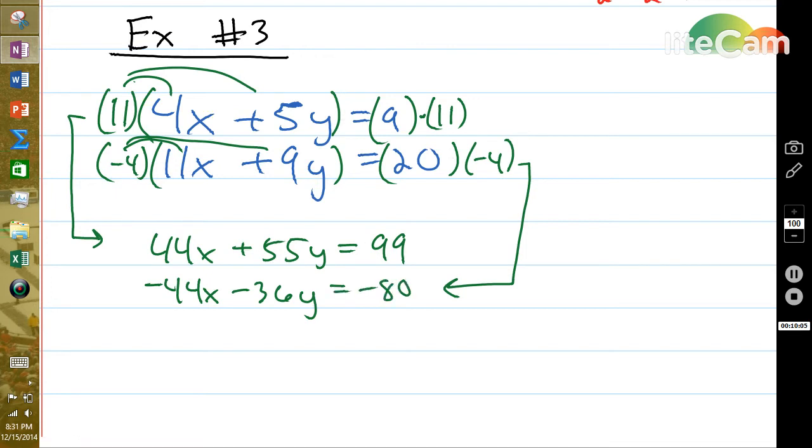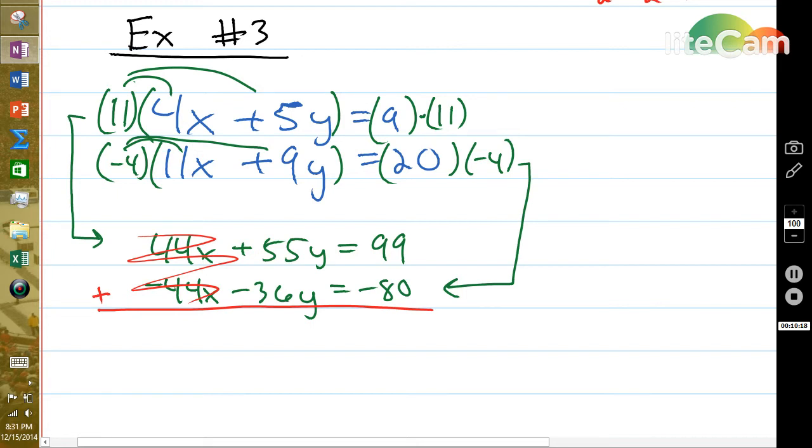So right now I've created two equations that will have two terms that cancel out. So it's slightly more work than the first two examples, but the same method applies. Add these two equations together. The x is going to cancel out. 55y plus a negative 36y is going to be 19y, positive. 99 plus a negative 80 is going to be a positive 19. So from those two equations, I have this one equation with one variable, with one step to solve. Divide both sides by 19. y equals 1. So my solution right now, I have just the y value of 1.